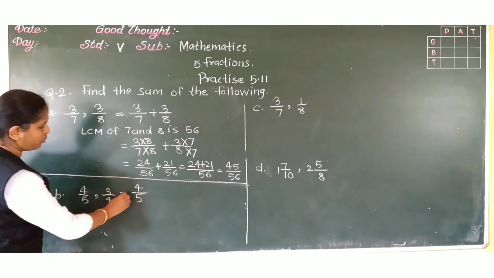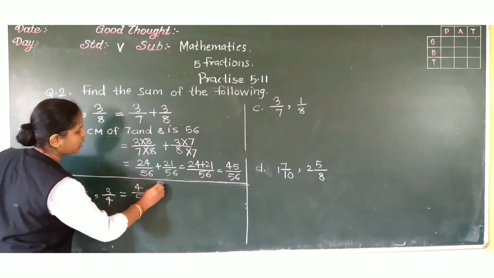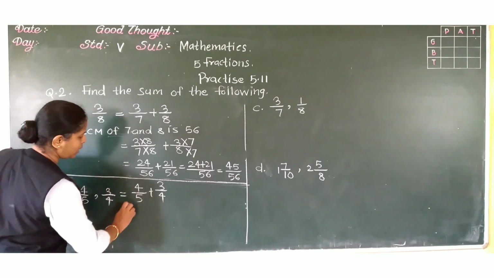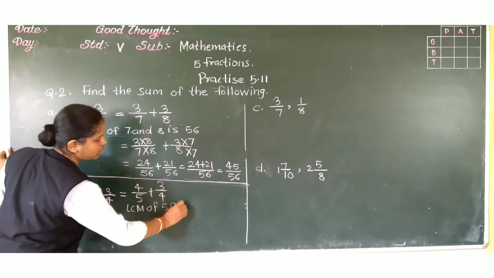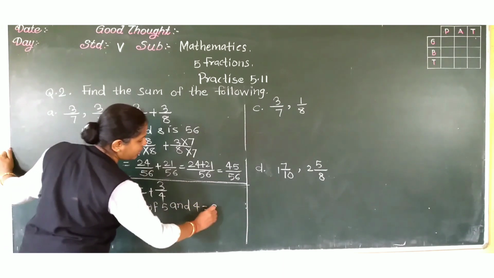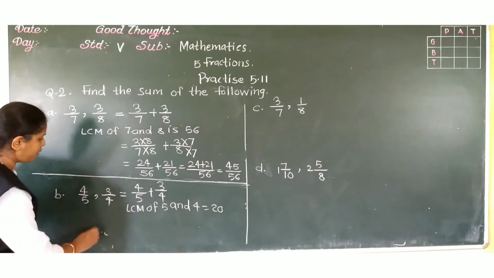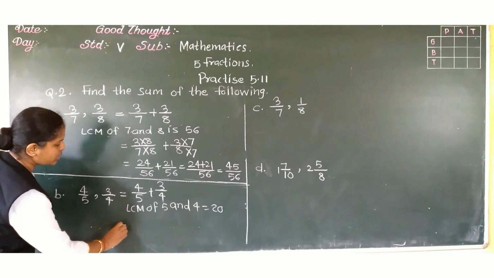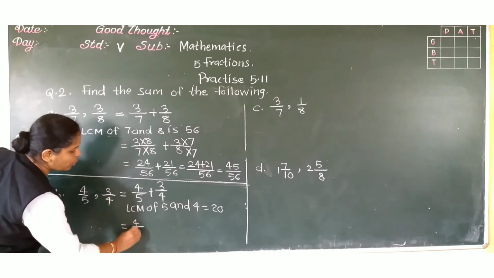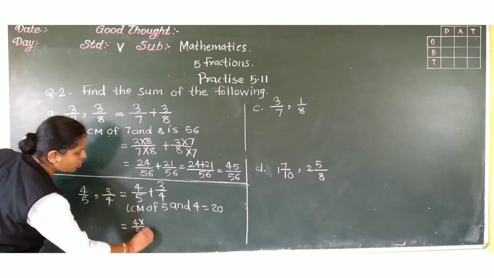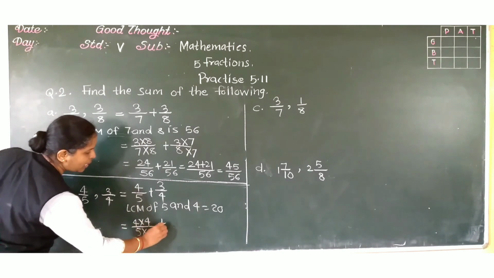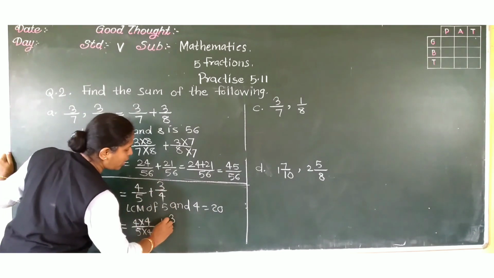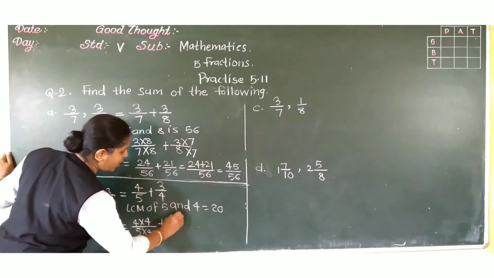Now it is equal to 4 upon 5 plus 3 upon 4. LCM of 5 and 4, how much is it? 20. Correct? Therefore 4 upon 5, we have to multiply by 4, because 5 4s are 20. So 4 4s are, plus this fraction we have to multiply by 5.